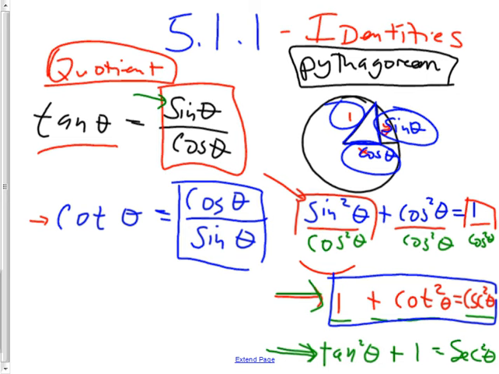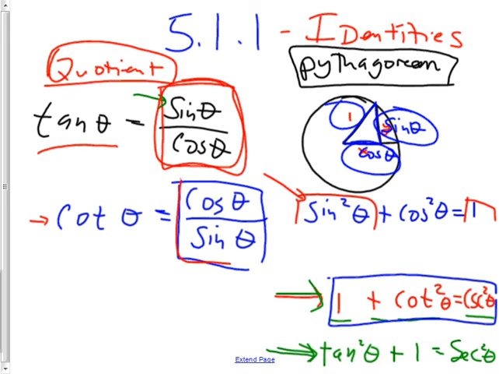Okay, so you have three Pythagoreans now. Sine squared plus cosine squared equals 1, and 1 plus cotangent squared equals cosecant squared, and the 1 plus tangent squared equals secant squared is what we seek. Those are the three big Pythagoreans. We've got the quotient kind, which are these two, which basically means divide: tangent and cotangent. Then we've got the Pythagoreans, three of them, this one and this one.